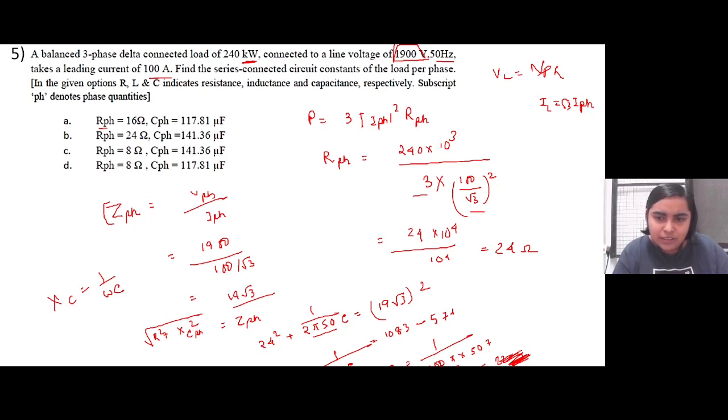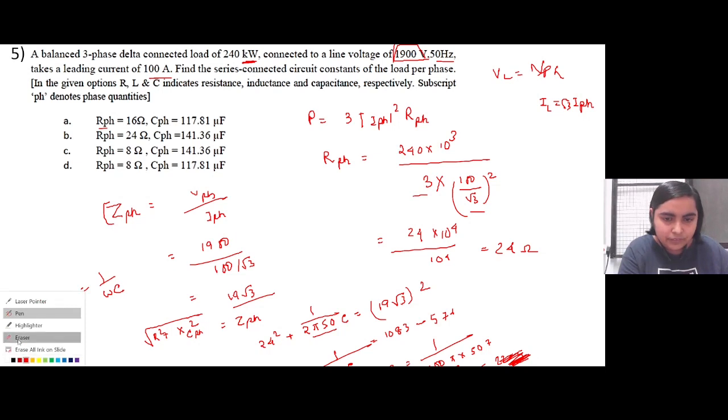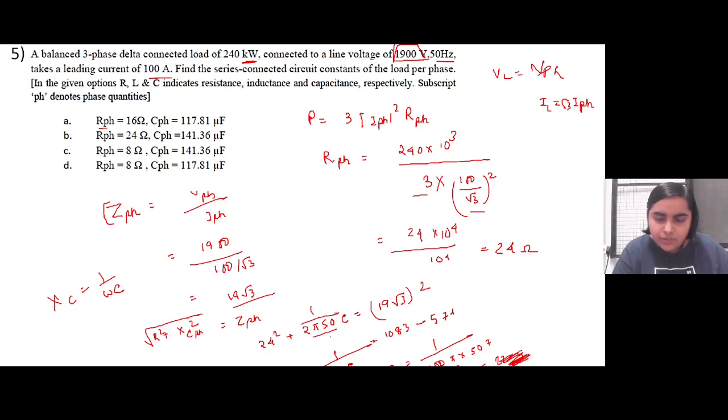This pi needs to be calculated. Yes, sorry. 2 pi f. So this is the frequency, 50 hertz is given, right? So omega is equal to 2 pi f.